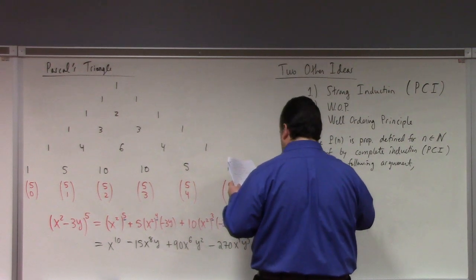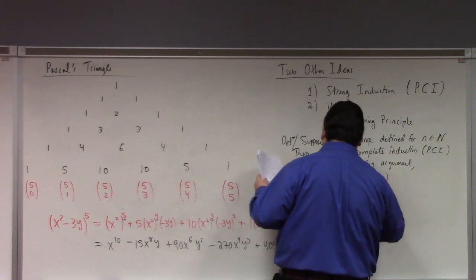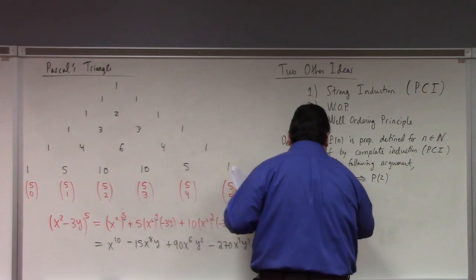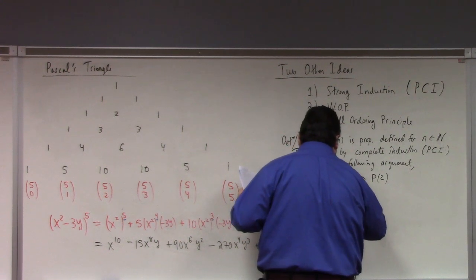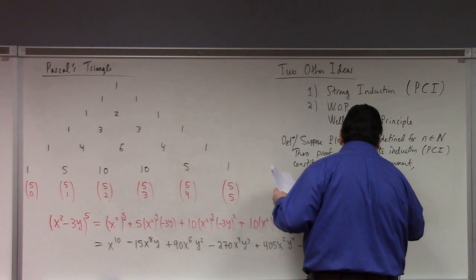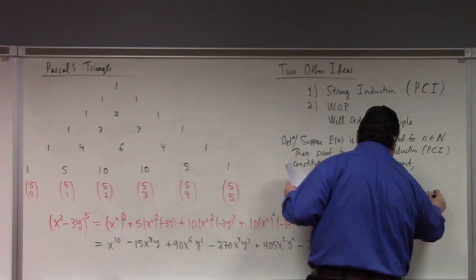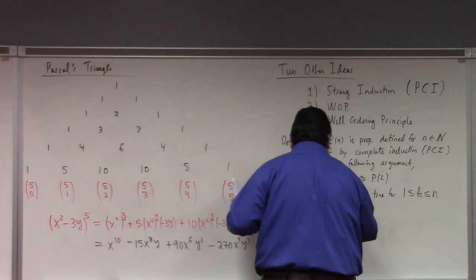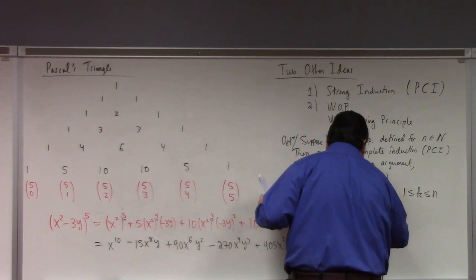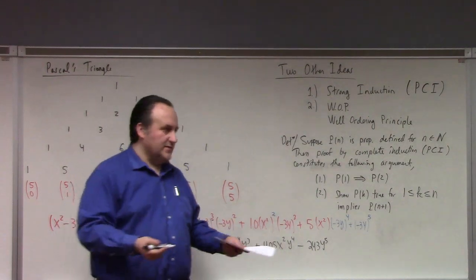I've had it. Step 1: P of 1. Number 2, show P of k true for 1 less than or equal to k less than or equal to n implies P of n plus 1. And then step 3 is to conclude.